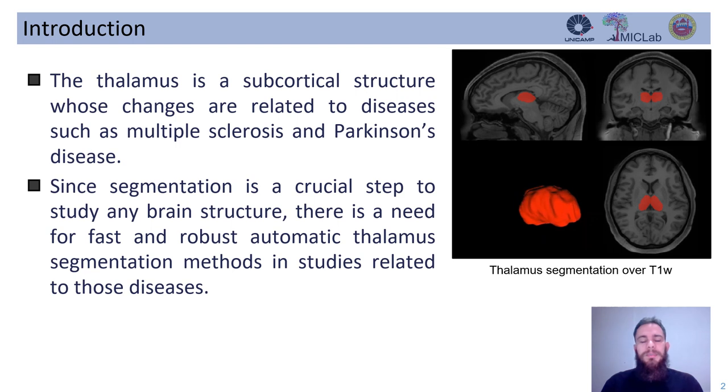The thalamus is a subcortical structure, and changes in these structures are related to diseases such as multiple sclerosis and Parkinson's disease. Since segmentation is a very important step to study any brain structure, segmenting the thalamus is a mandatory step to study those diseases.